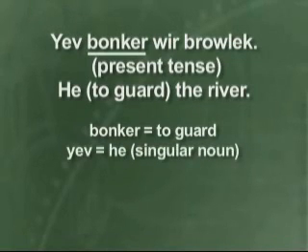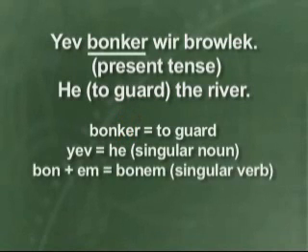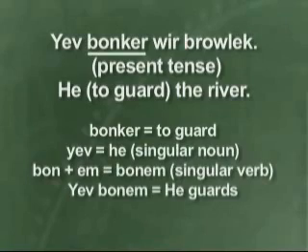When you look up the word yev, you find it is he, a singular noun. That means you need the singular present tense form of the verb bonker. Use Rule 4 to figure out that the verb stem is bon. Stay with me now. Find out the present tense singular form of the word for to guard. Rule 6 tells you to add the suffix em to the stem bon. The present tense singular form of the verb is bonem. So the answer is bonem, guards, for the sentence yev bonem, or he guards.